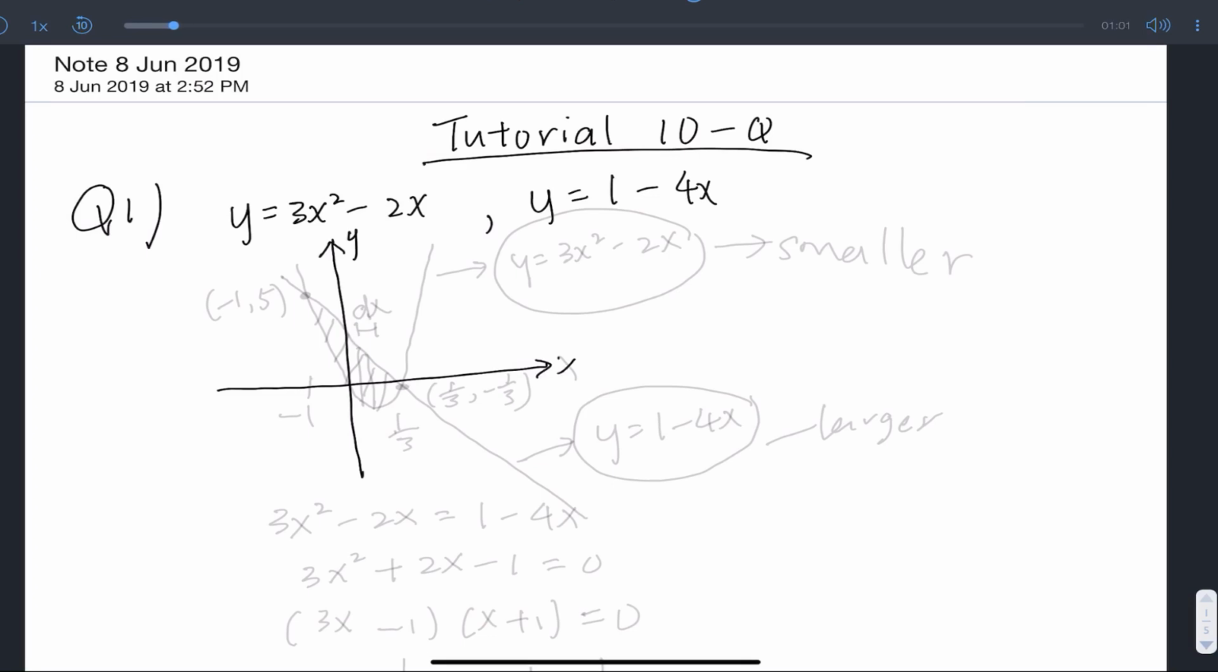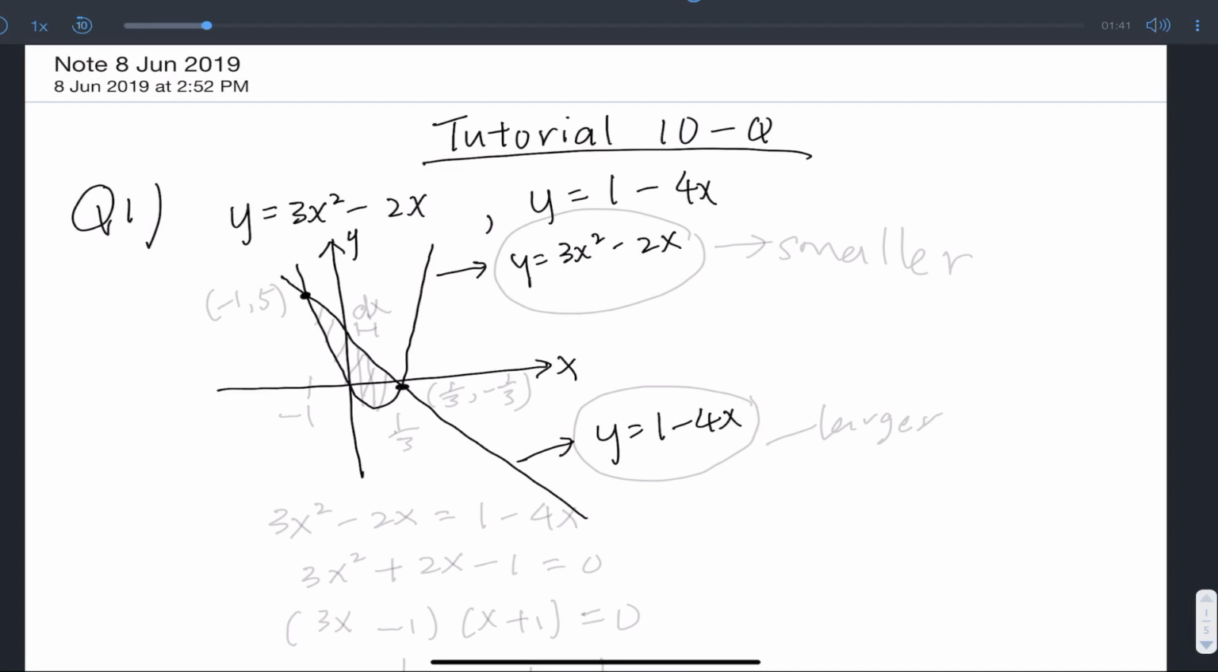So this is the y-axis, this is the x-axis. The curve looks like this, and the line is here. Sorry, my line is not so straight. So this is the curve y equals 3x squared minus 2x, and this is the line y equals 1 minus 4x. As you can see from the graph, there are two intersection points. One is here, the other one is here.